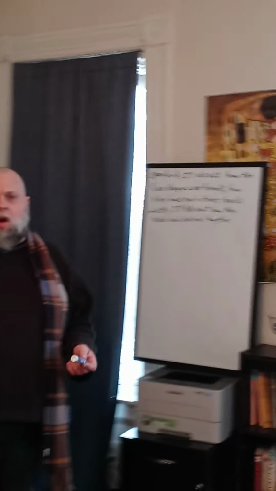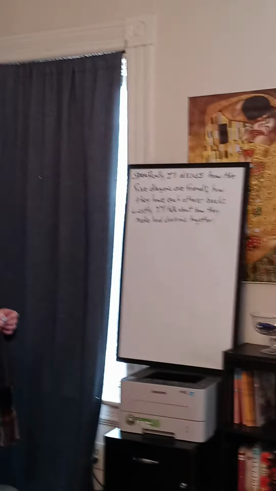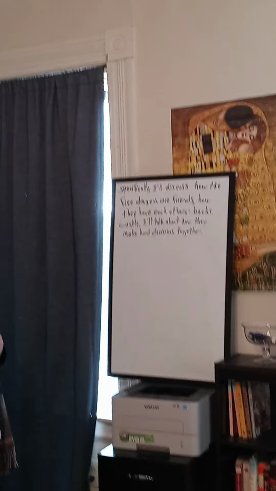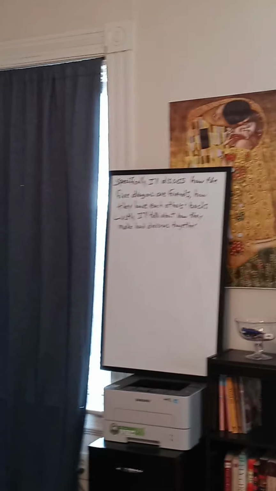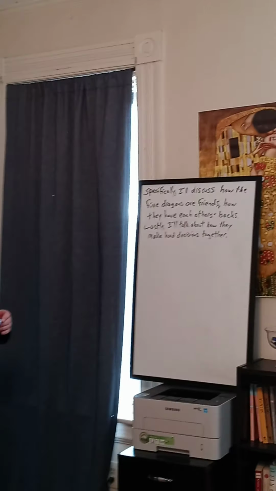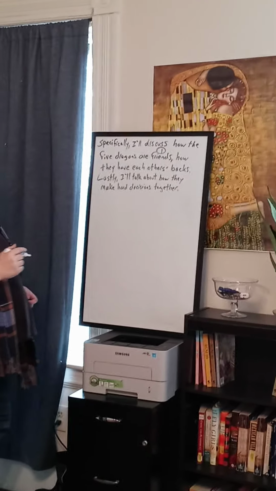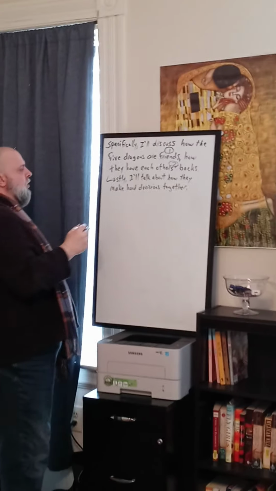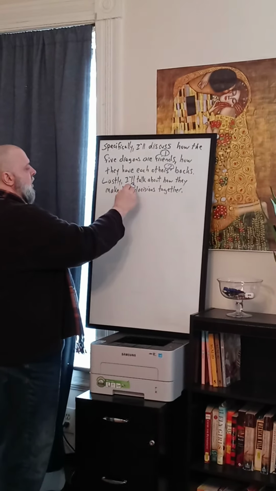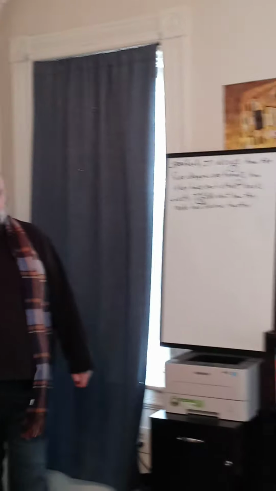Okay, it's unpaused. Cool. All right, so here we have the scope of our thesis. Specifically, I'll discuss how the 5 dragons are friends, how they have each other's backs, and lastly, how they make hard decisions together. So in the body of the essay, we're going to have 3 topics. The first topic is friends, the second topic is their backs, and the third topic is how they make hard decisions. Okay?